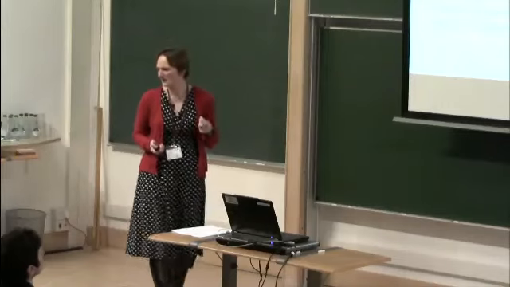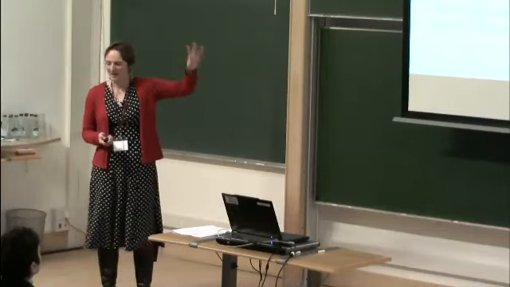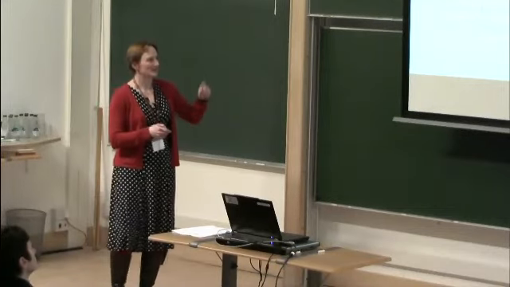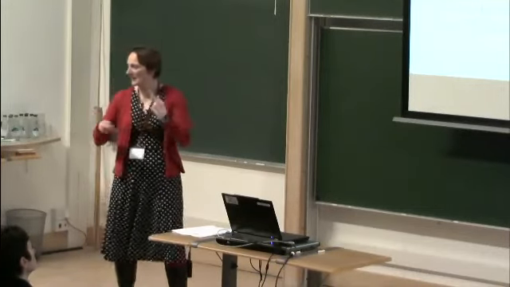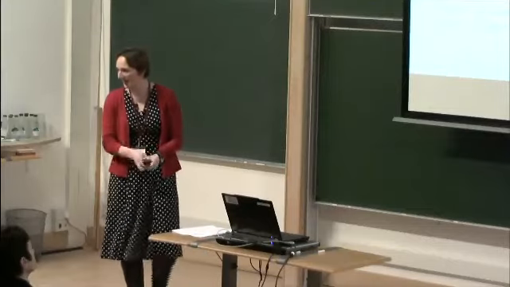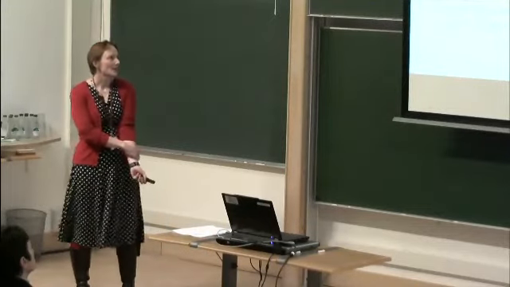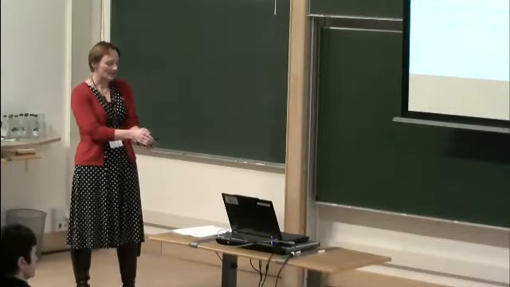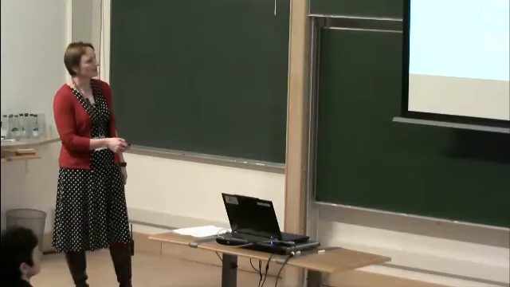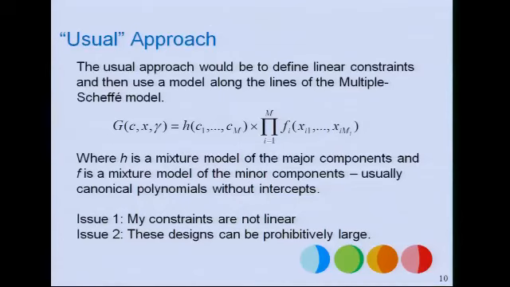I think it's got other terms as well, but there's various different names. I think the original model was the multiple Scheffé, and then there were various things on top of that to generalize it some more. But basically you're looking at this product of functions of your minor components that are usually polynomials, and then crossing that with a function of your major components.